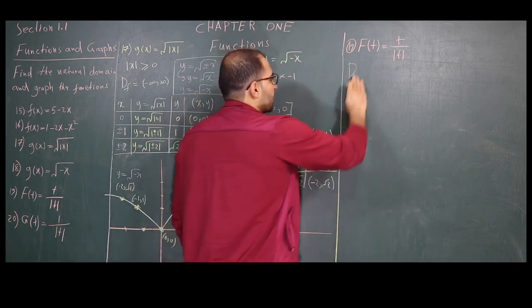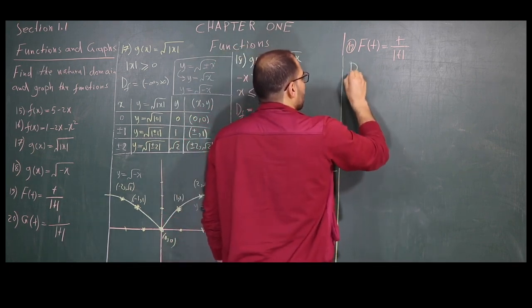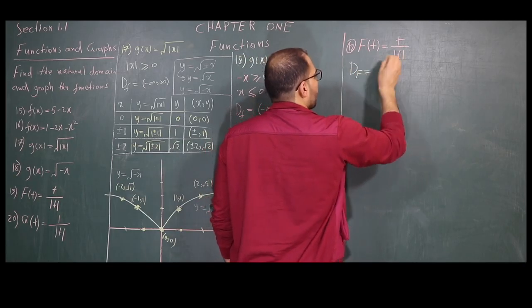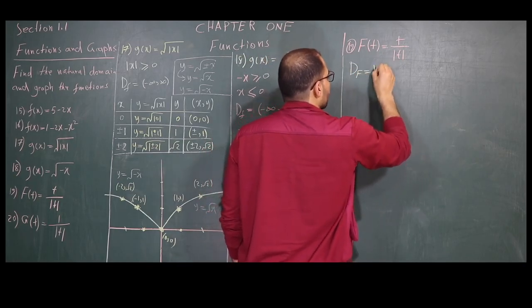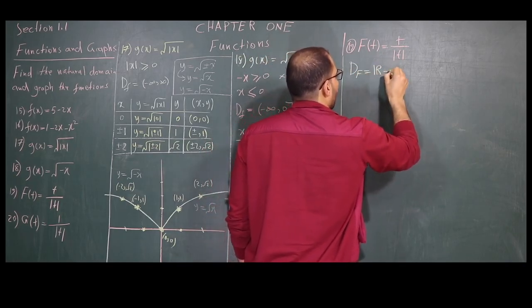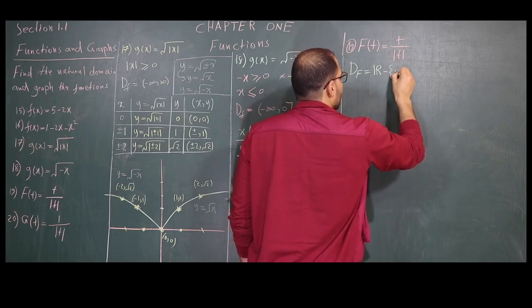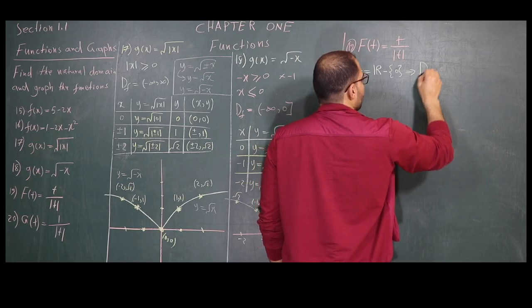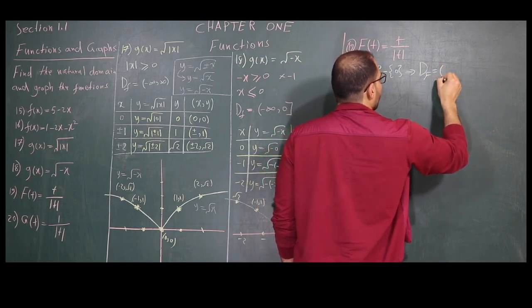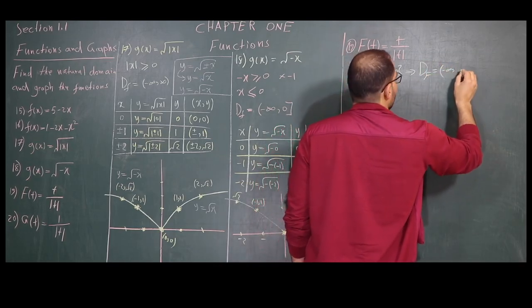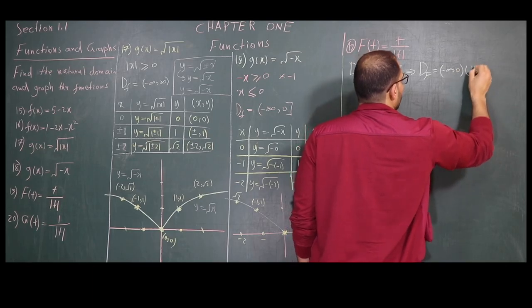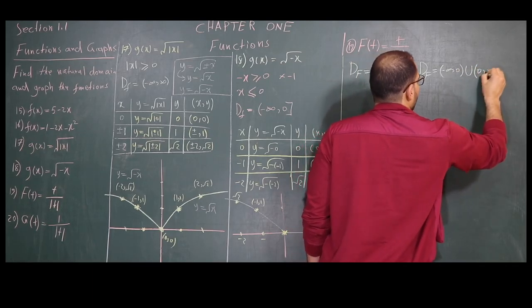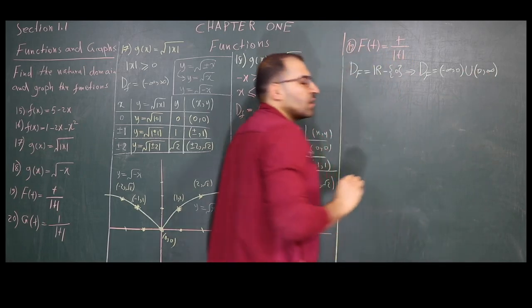Domain of capital F will be all the real numbers but 0. Okay, or we can just denote it in this way. Domain of the function F will be minus infinity to 0, union 0 to infinity. The 0 is not included.